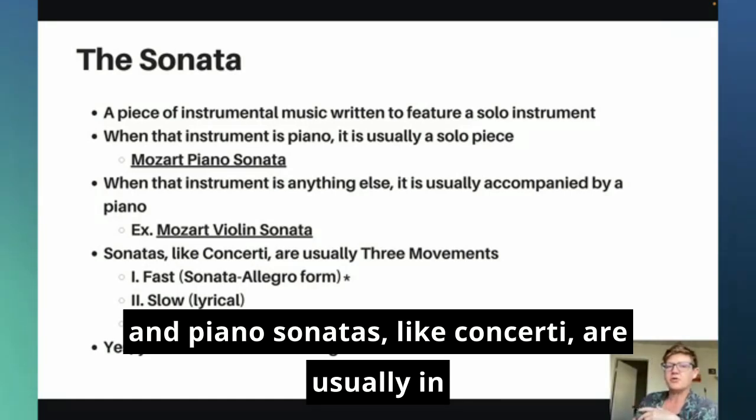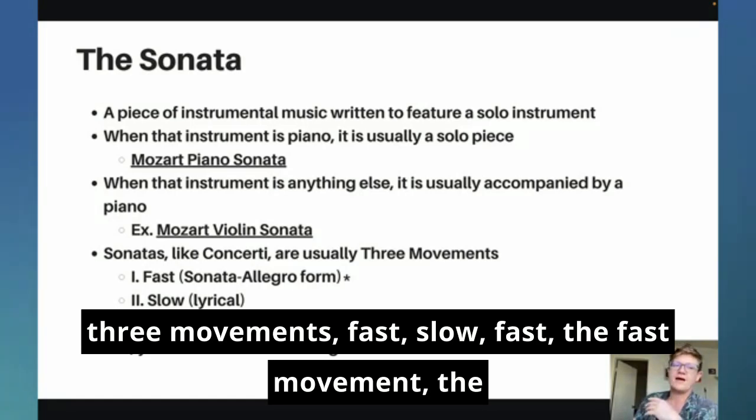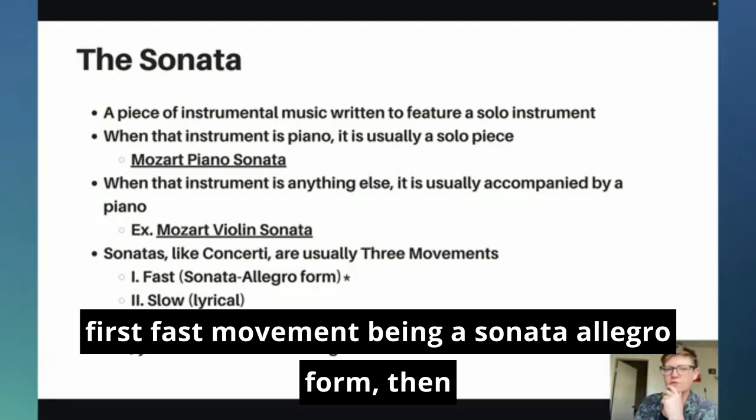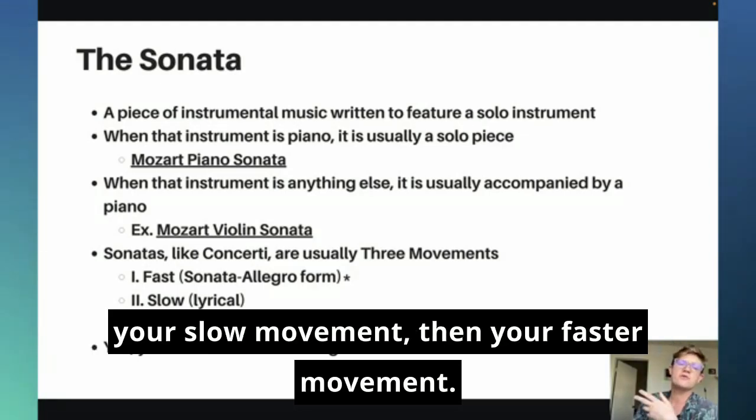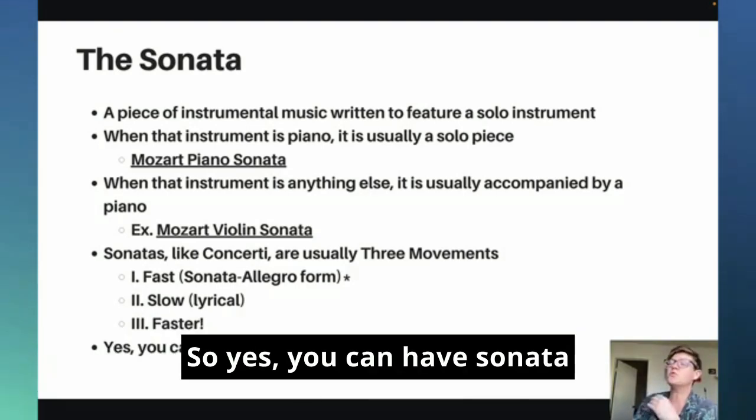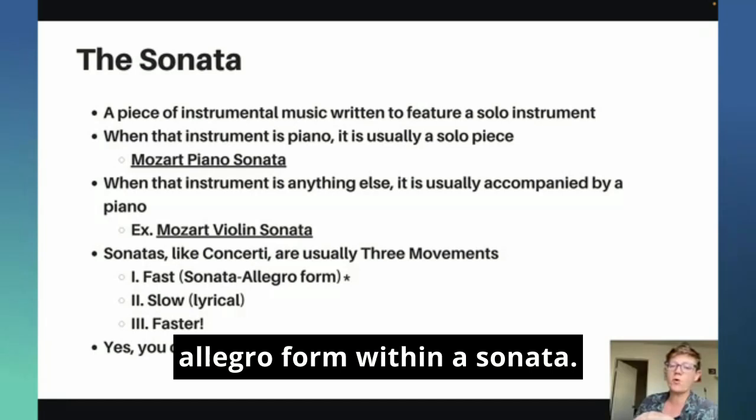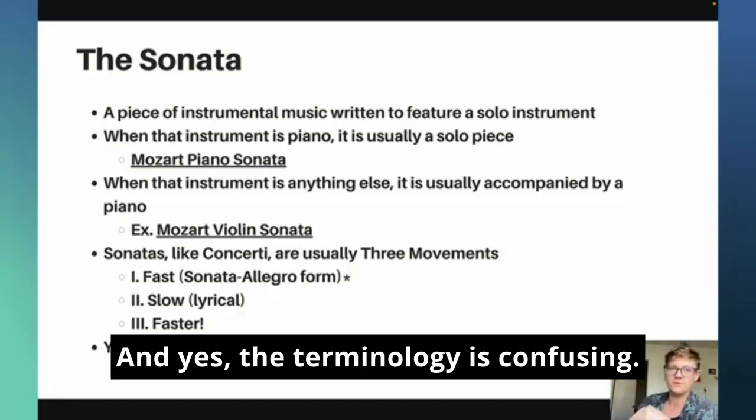Sonatas, like concerti, are usually in three movements: fast, slow, fast. The first fast movement being a sonata allegro form, then your slow movement, then your faster movement. So yes, you can have sonata allegro form within a sonata. And yes, the terminology is confusing.